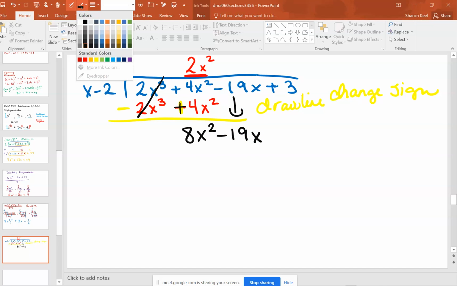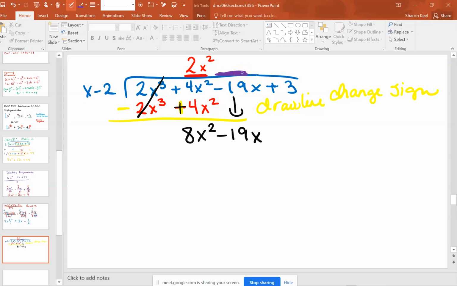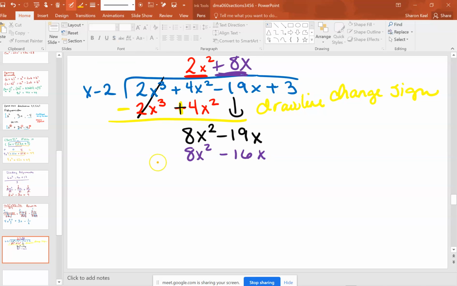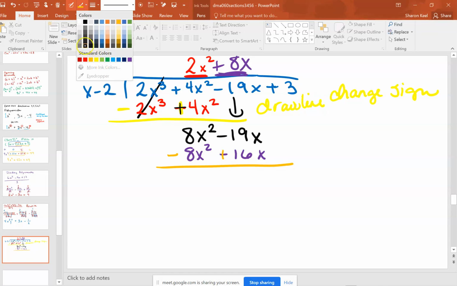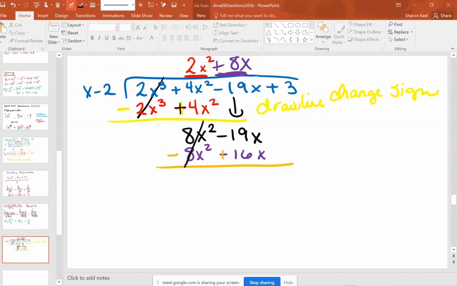Now we have these two terms, and now these are the two terms it goes into. So we're trying to create this 8x squared. What do you multiply x by to get 8x squared? A positive 8x. 8x times x is 8x squared. 8x times negative 2 is negative 16x. Then we're going to draw the line and change the signs. This becomes a minus, this becomes a plus. Our objective is for the first term to cancel, and it does.